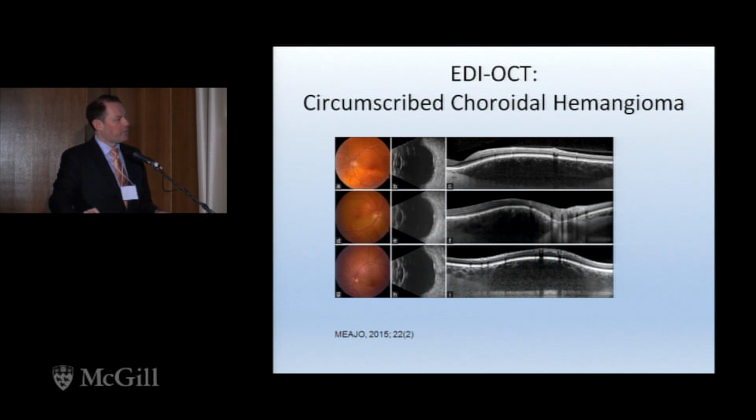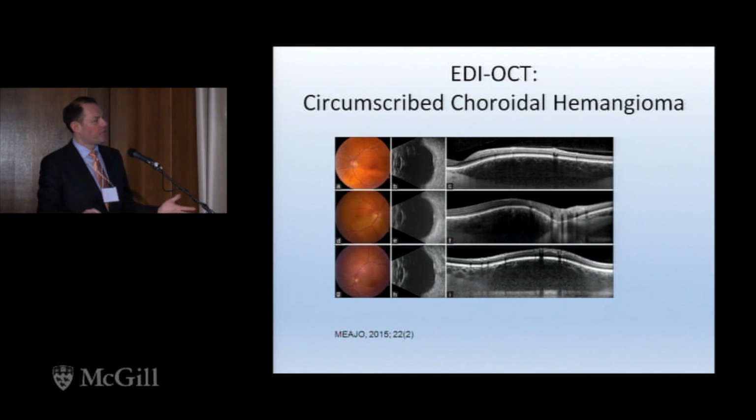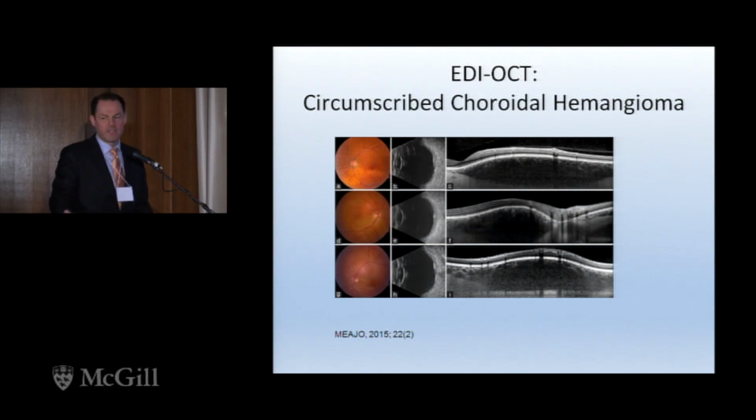So EDI with respect to choroidal hemangiomas, what does it show? It shows that nice smooth dome type of tumor that we're used to seeing. It shows us the preserved choriocapillaris oftentimes. It can sometimes show us a little bit of the subretinal fluid. And it also shows us to a certain degree some of the expansion of the choroidal vessels that we often see adjacent to these choroidal hemangiomas.